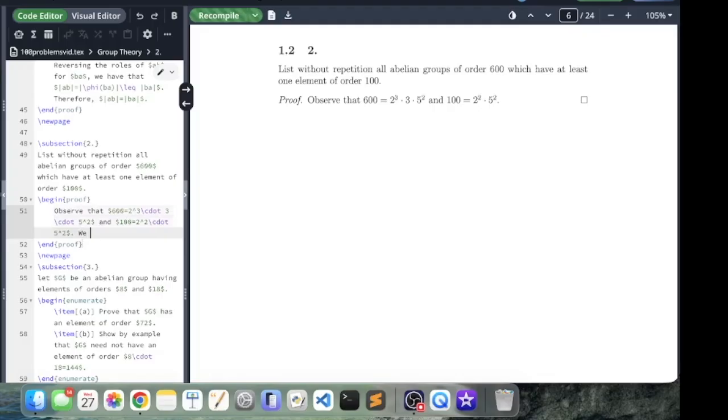And we want all abelian groups of order 600. So we can just consider direct products of the Sylow p-subgroups. Specifically, we want 2 squared and 5 squared, and we have 2 cubed and 5 squared. So we need the 3 because it has to be order 600. So there's kind of two variations that we can consider. Maybe I'll break down the 2 cubed first.